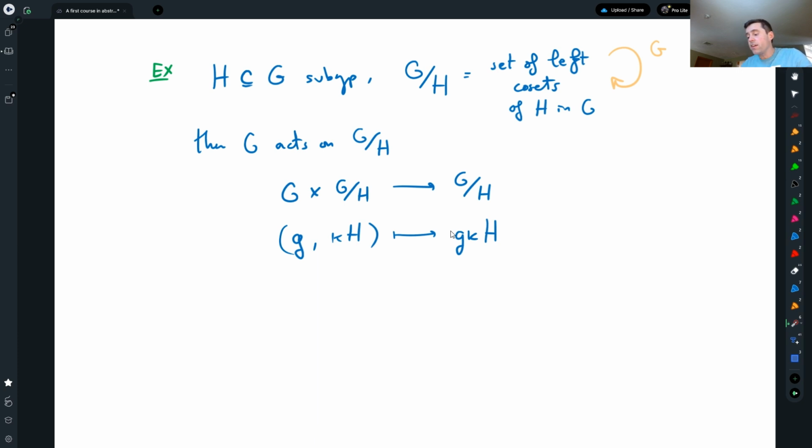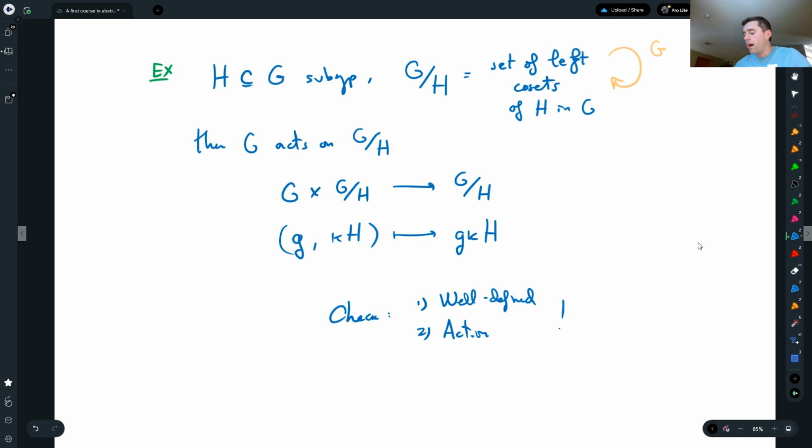As an exercise, check one, that this is well defined, and two, that this is a group action. So this is an exercise for you. Okay, so next time we will prove properties of group actions.